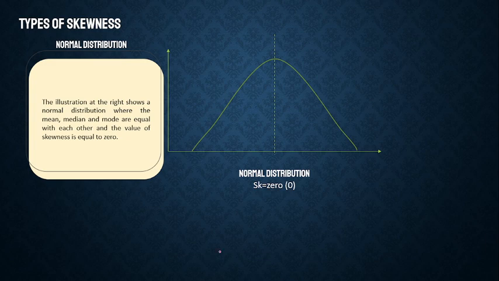Another type of skewness is the normal distribution. If the skewness of this curve is 0, no, yung mean niya, so it means the normal distribution where the mean, median, and mode are equal with each other and the value of skewness is equal to 0. Paano siya? Ang iyang mean, median, and mode are equal. No? Parang standard normal distribution siya. Okay? Bahin siya, no? Equally distributed siya.